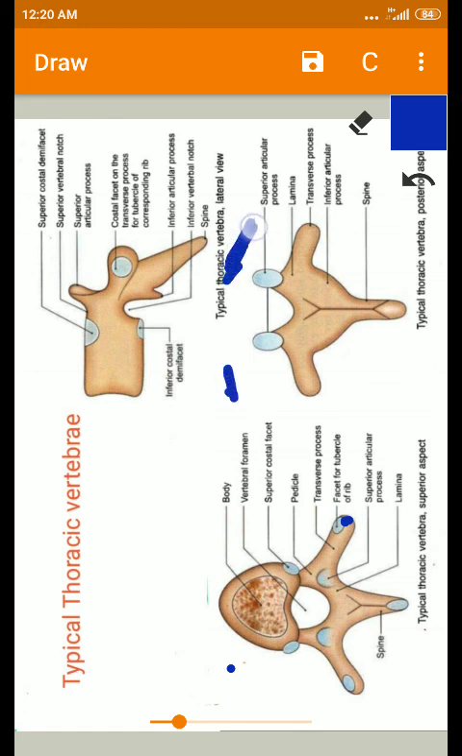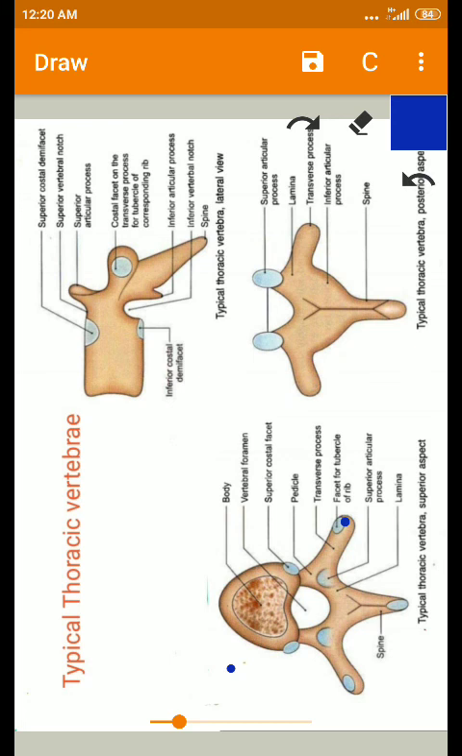If you look at the posterior aspect, in between the transverse processes, a muscle is attached to the upper borders. That muscle is called the intertransverse muscles. It also gives attachment to the deep muscles of the back on the posterior aspect. So this is about the typical thoracic vertebrae.